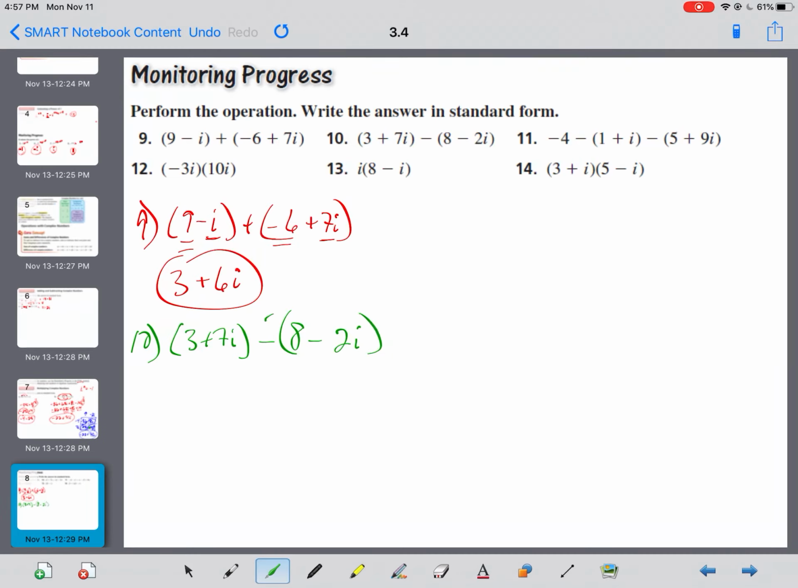I'm going to go ahead and get rid of that and distribute it into both. So change, change, change. 3 and negative 8 makes negative 5. 7i and 2i makes 9i.